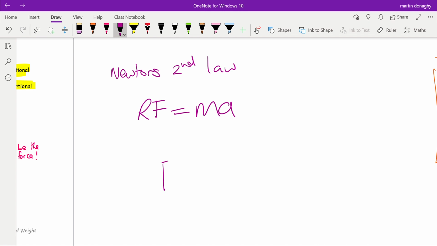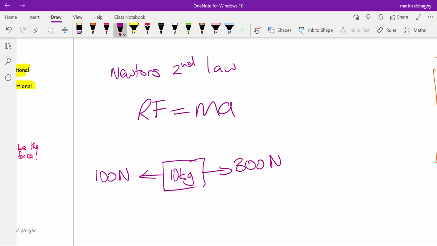So for instance, let's say I have an object that is 10 kilograms, and I have a forwards force of 300 newtons and a backwards force of 100 newtons, and I'm asked to find out what the acceleration is, okay? What I would do is, first thing is work out the resultant force, which is 300 to the right minus the 100 to the left, which gives me a resultant force of 200 newtons. Only once I've done that can I use the equation.